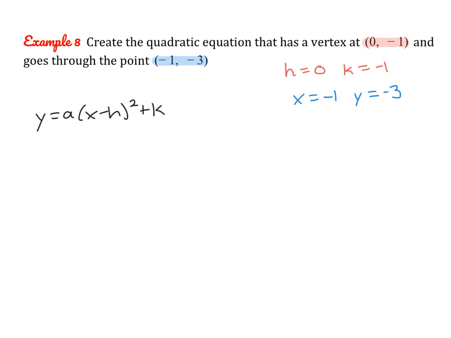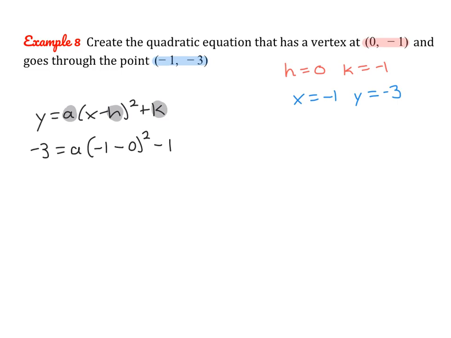And again, we need to know a, h, and k to make our function, and we still need to find a because we know what h and k are from the given. So let's substitute everything we know. Y will be -3 equals a times x is -1 minus 0 squared plus negative 1. So we'll say minus 1.